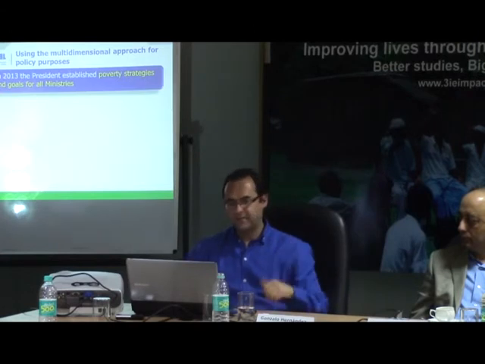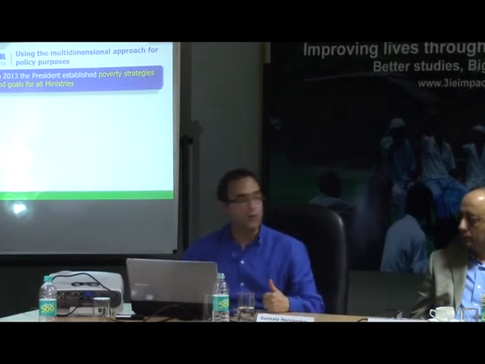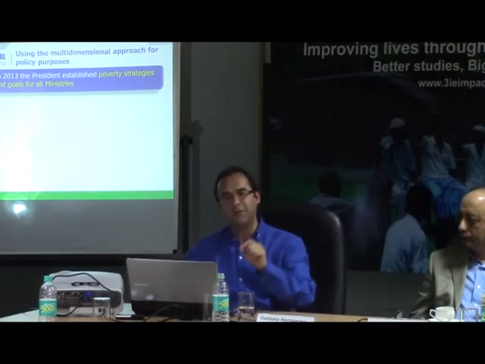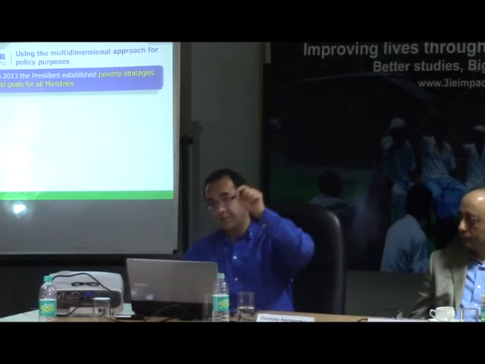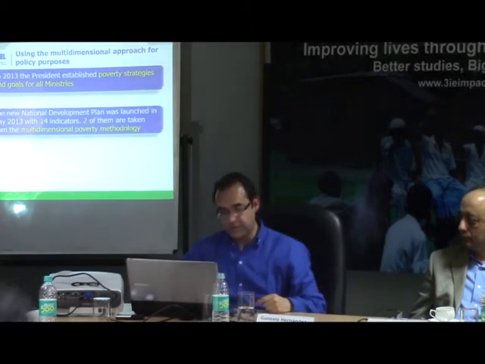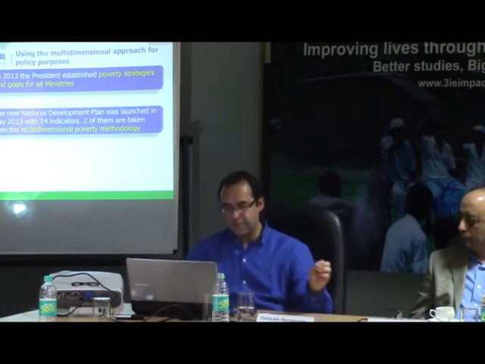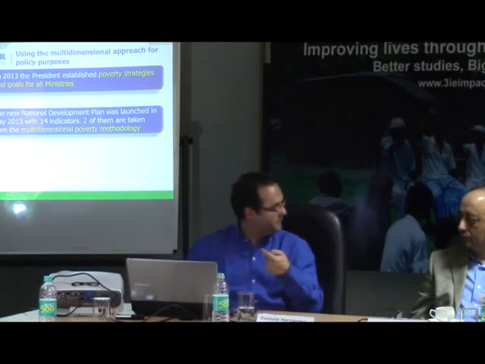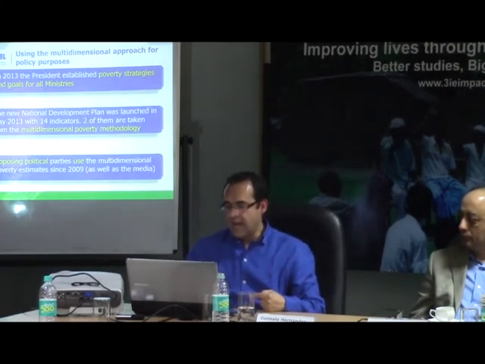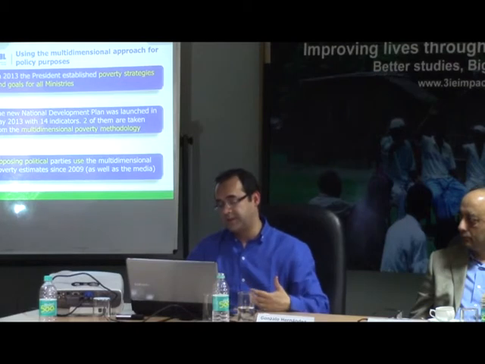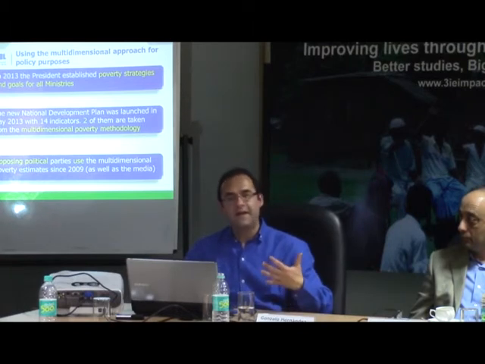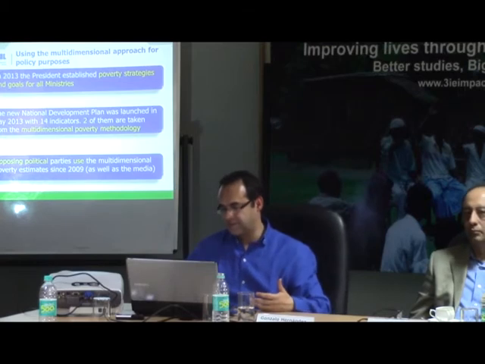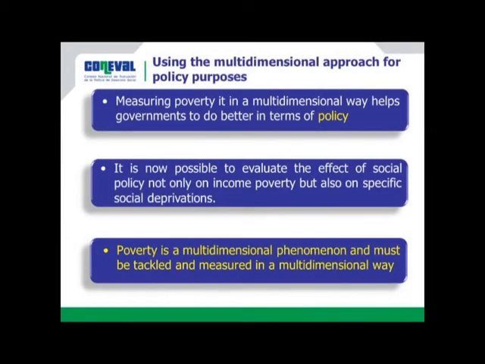the new president last year established now poverty goals for all ministries. So it's not only the Ministry of Social Development dealing with poverty, it's also the Ministry of Health, the Ministry of Education, the Ministry of Agriculture. So those are actually good news. The new plan, the National Development Plan, has only 14 indicators. 2 of them are taken from the multidimensional poverty method. Even opposing political parties and the media are using these figures, and they think these are valid and transparent figures, apparently. We think that measuring poverty this way can help governments to do better in terms of policy.